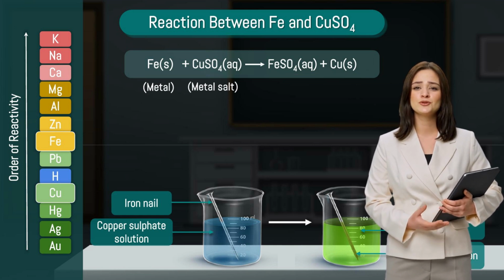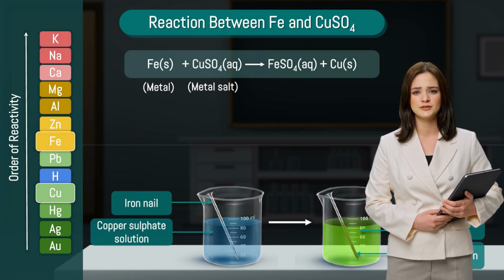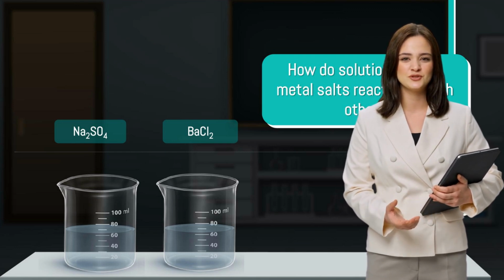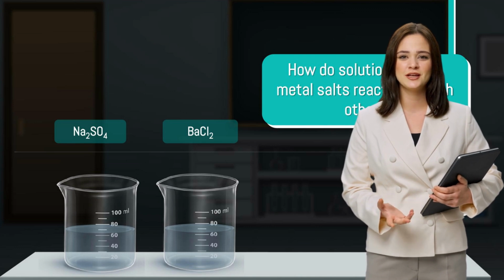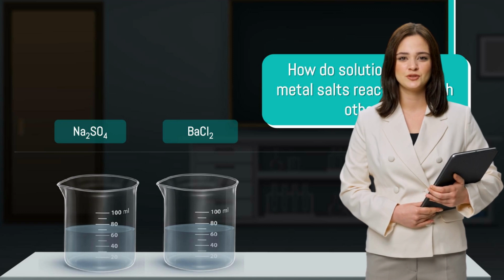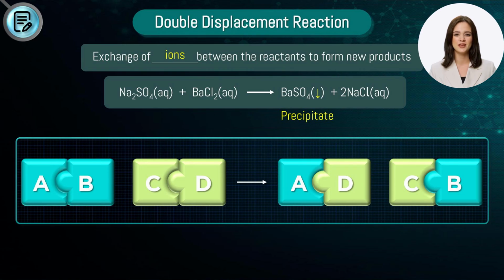What will happen when two metal salts react with each other? What will happen when solutions of two metal salts, such as sodium sulfate, Na2SO4, and barium chloride, BaCl2, react? Now, let us understand a double displacement reaction.